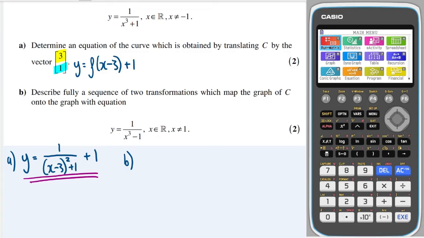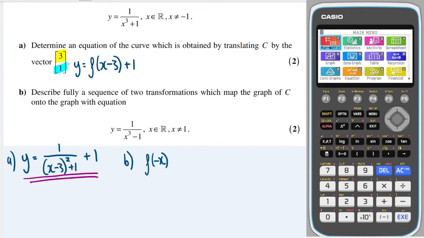Part B, it says describe fully a sequence of 2 transformations which map the graph of C onto the graph with the equation y equals 1 over x cubed minus 1. Okay, so this is quite tricky. Adding or subtracting something to this function is not going to help. Also, stretching it won't help. I think this is going to be a reflection.